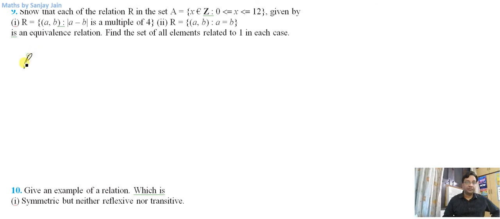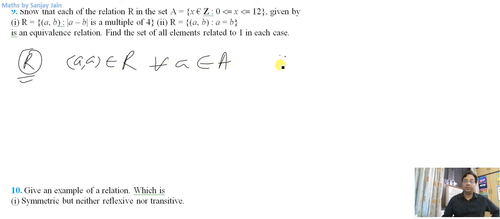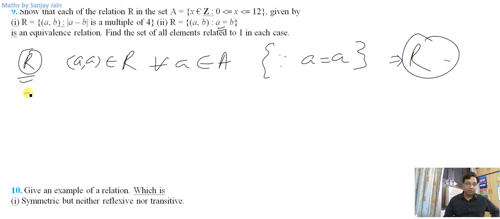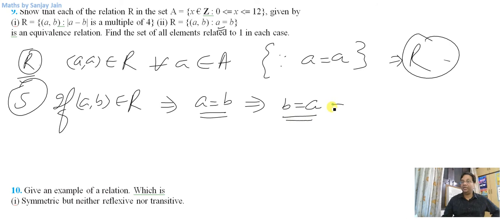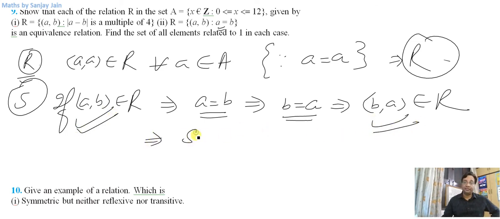Okay, so I am checking for reflexivity. I have said that (A, A) belongs to this relation R for all A belonging to set A, because A is equal to A. This is how this relation is defined. So it is reflexive. What about it being symmetric? If (A, B) belongs to this relation R, this will imply that A is equal to B, and if A is equal to B, this will imply that B is equal to A, and if B is equal to A, this will imply that (B, A) is present in this relation R. So the presence of (A, B) implies the presence of (B, A), hence I can say this relation is symmetric.